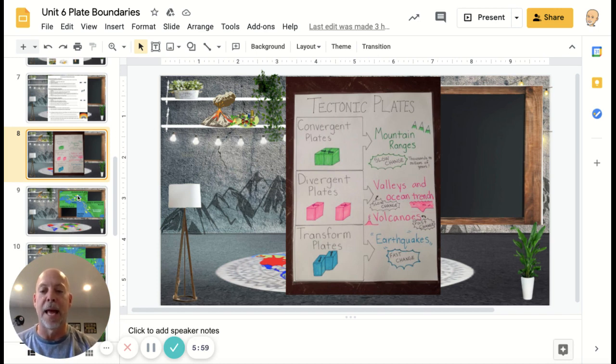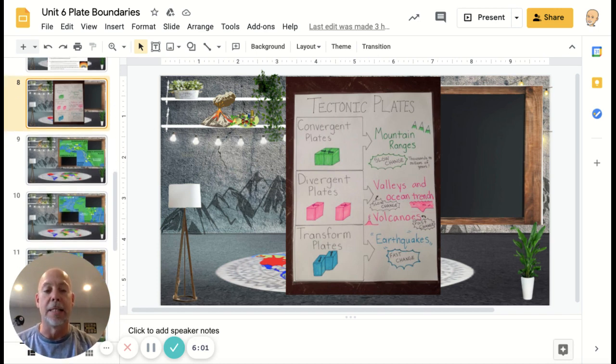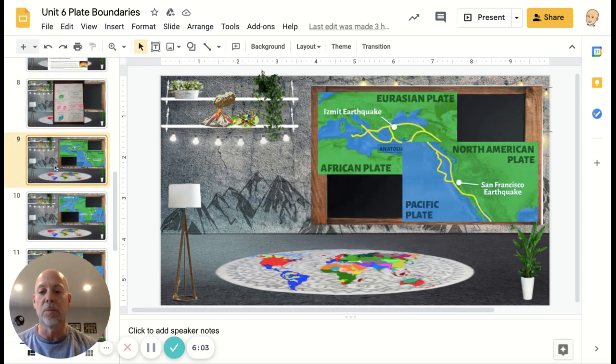So we're going to go ahead and put that in our ISNs. Here we have a couple examples of earthquakes that have happened. San Francisco had a great earthquake many years ago, and it caused the great San Francisco fire, and it burned nearly the entire city down. So what type of plate causes earthquakes?